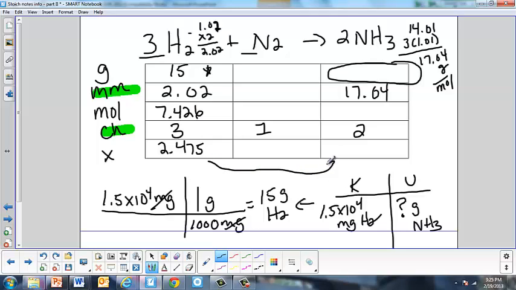Take my 2.475, bring it over here. Remember, I'm now going up the chart, so I'm going to multiply. So I take 2.475 times 2, 4.950. Take 4.950 times 17.04. I only had 2 sig figs at the beginning, so I can only have 2 sig figs, so 84 grams of ammonia. Okay?